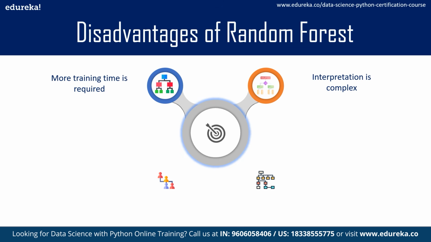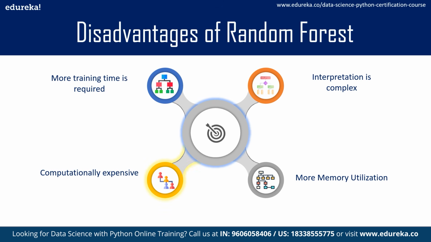And another disadvantage is that it requires more memory. Memory utilization is really heavy in the case of random forest because we are working with multiple decision trees. And another disadvantage is that it is computationally expensive and requires a lot of resources because of the training of multiple decision trees and also storing them.